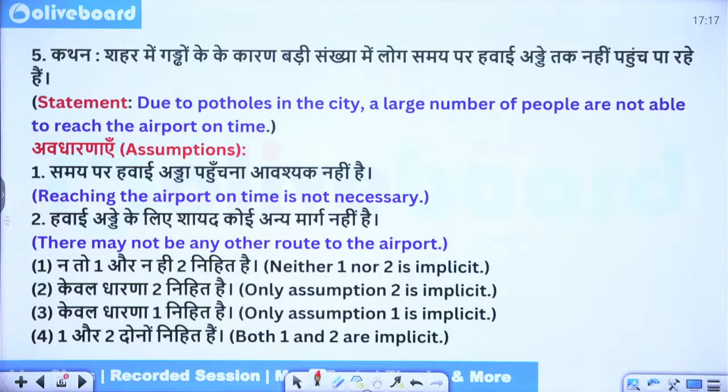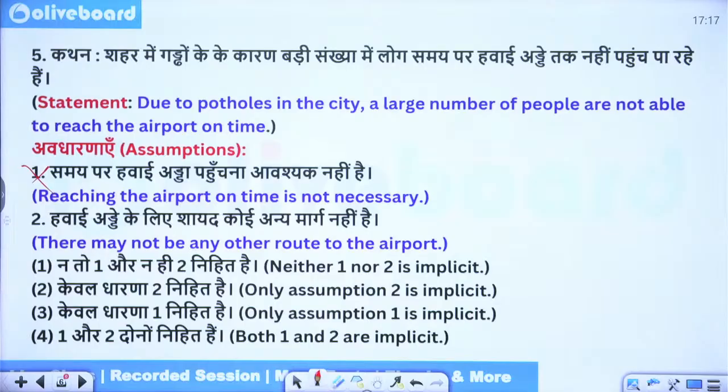Due to potholes in the city, a large number of people are not able to reach the airport on time. What are the assumptions here? Reaching the airport on time is not necessary. This is a baseless assumption, vague assumption. Vague assumptions will always be instantly rejected. The second one says there may not be any other route to the airport.